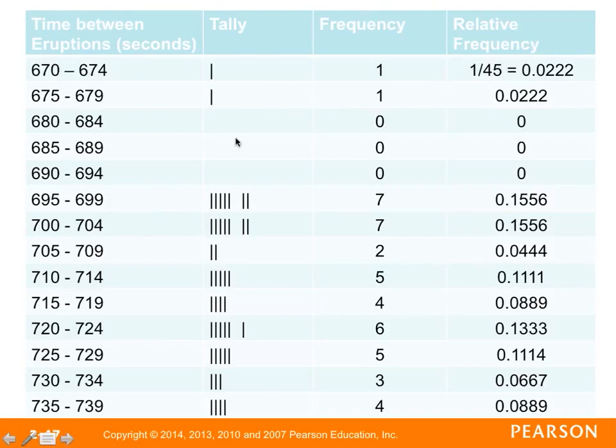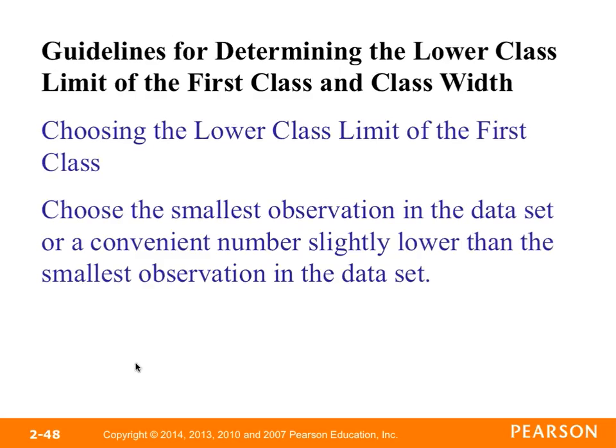So if we look at this right here, they've redone this, and we just have smaller class widths. So the class widths here are 5 instead of 10. You'll see that we don't have as many observations within each class, and there are definitely more classes. Really, there are twice as many because our class width is now only half as big as it was before.